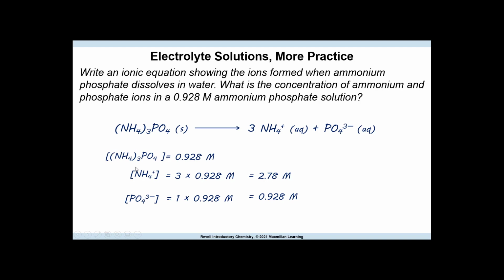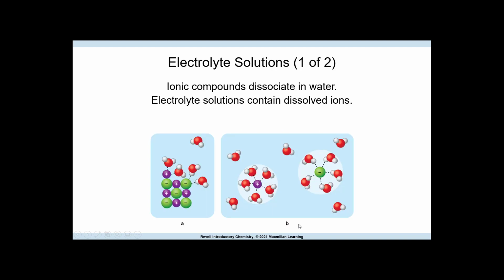Now, these brackets here mean concentration. So that's what it's asking for, so molarity. So in here is a 0.928 molarity for the whole entire compound. For the ammonium, there's 3 moles, so that's multiplied by 3 gives 2.78, and then there's 1, so it's 0.928 molar.